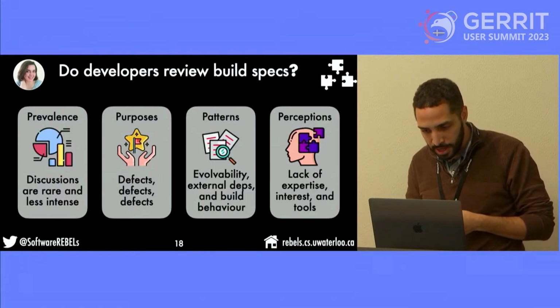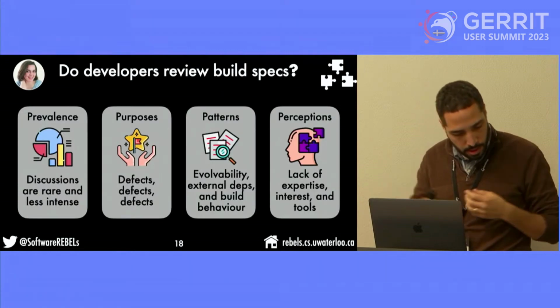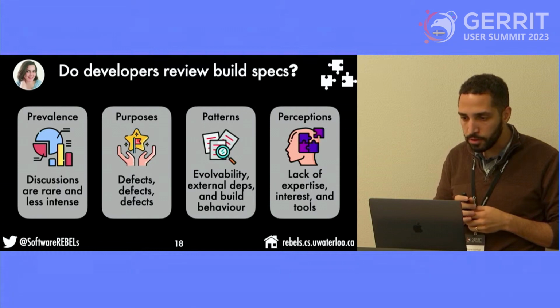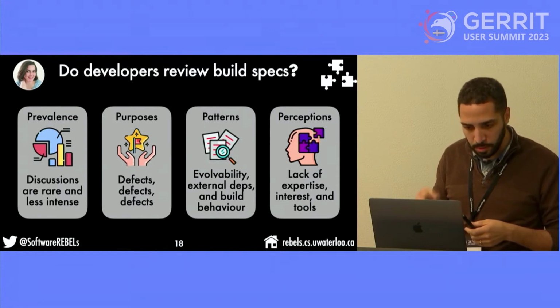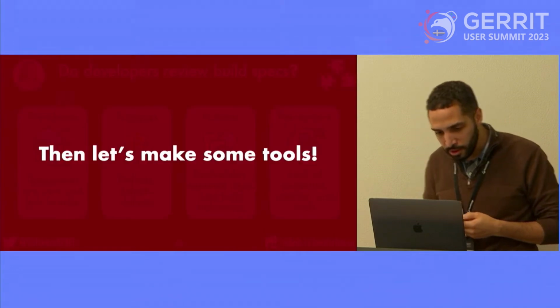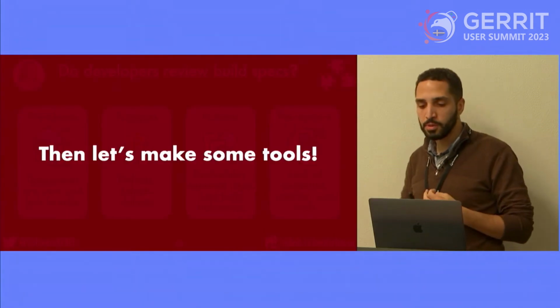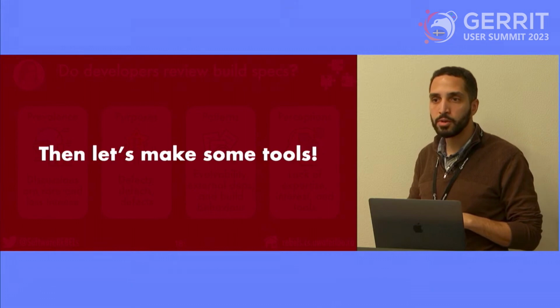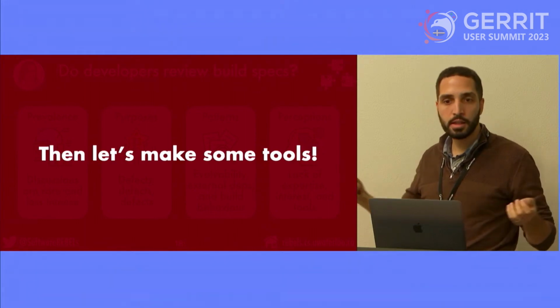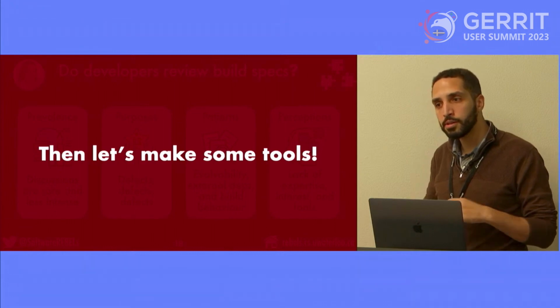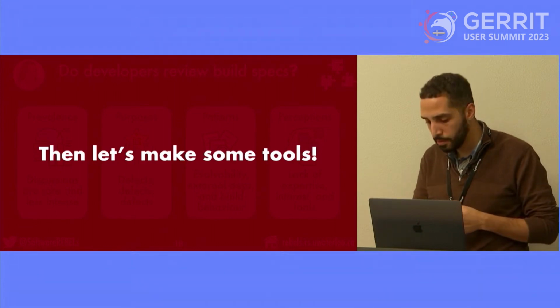So there's a nice little summary of this build spec stuff. I know I'm running short on time. I'm going to give you a lightning tour of what we can do. One of the things we've been doing in my group as well is to make some tools, right? Let's leverage the build to make code review better.